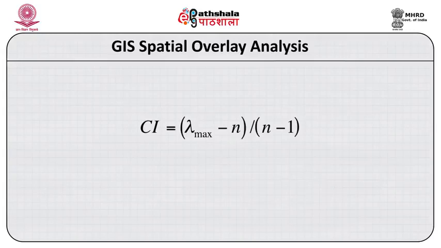What do we mean by reconsideration? We mean that the values which we assigned here need to be changed and you cannot have 1, 9 and 3. However, if the CR value is less than 0.1, then the indexes or the ranking you gave can be taken as such.